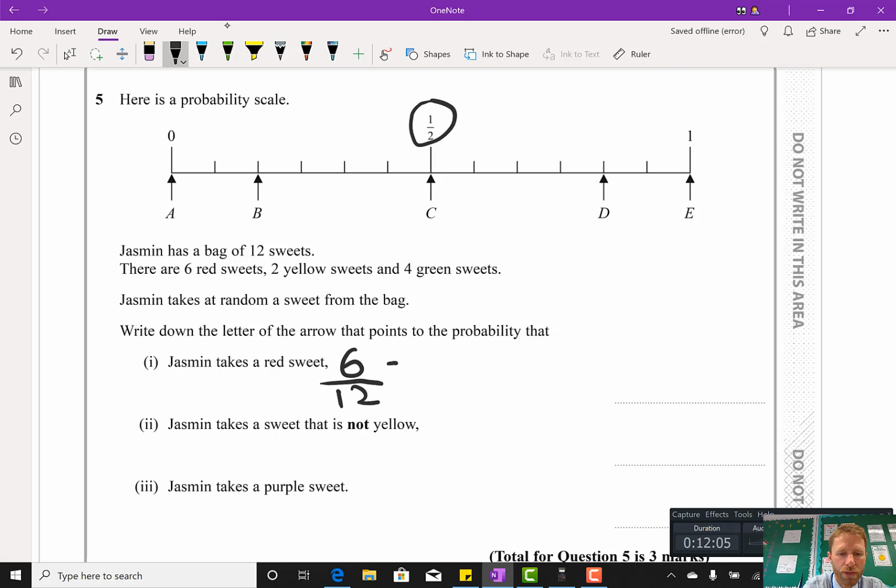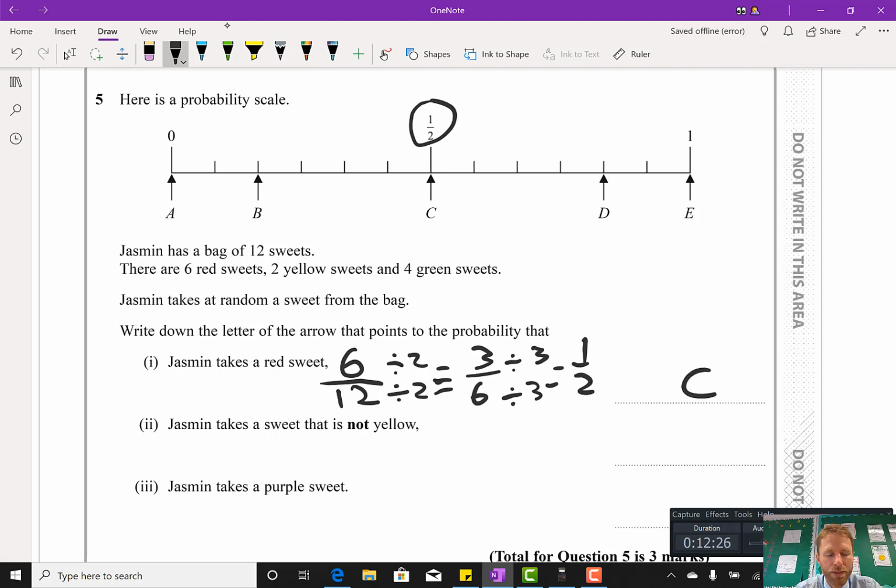6 out of 12 cancels down to 3 over 6, which cancels down to a half, so therefore C is the correct answer.